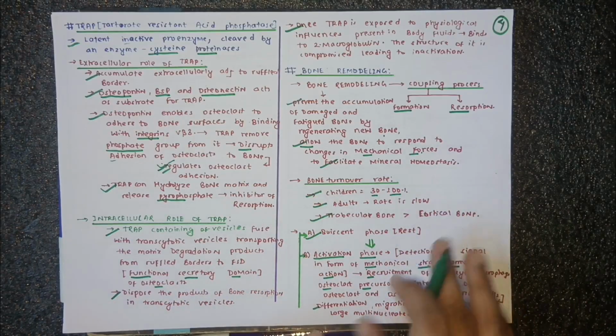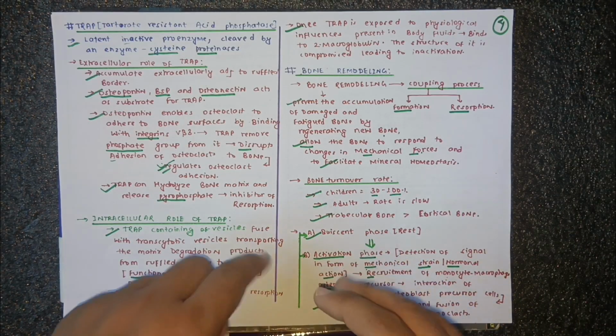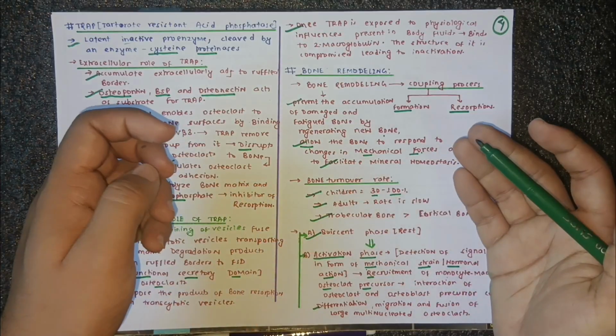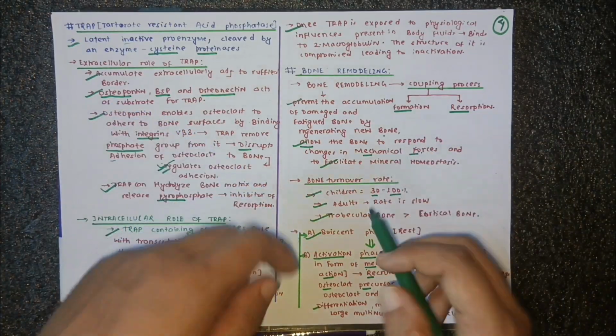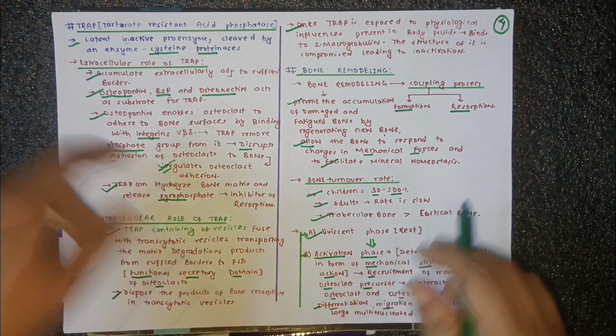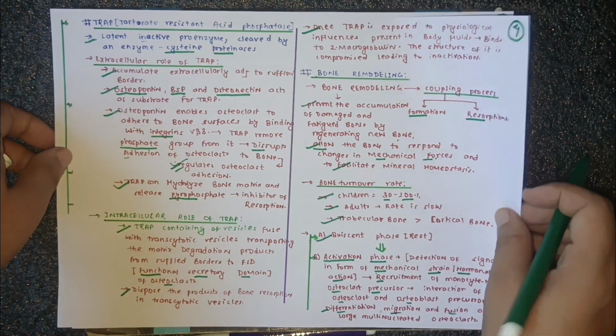But just remember: activation phase means there is activation of the osteoclast. That is done by mechanical strain or hormonal action. First of all you recruit, and after the recruitment there is interaction between the osteoclast and osteoblast precursor cells, then differentiation and migration, and fusion of the large multinucleated osteoclast takes place. So this is the first phase.